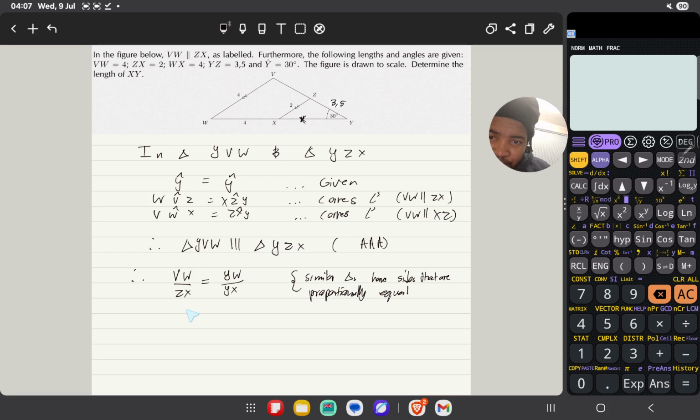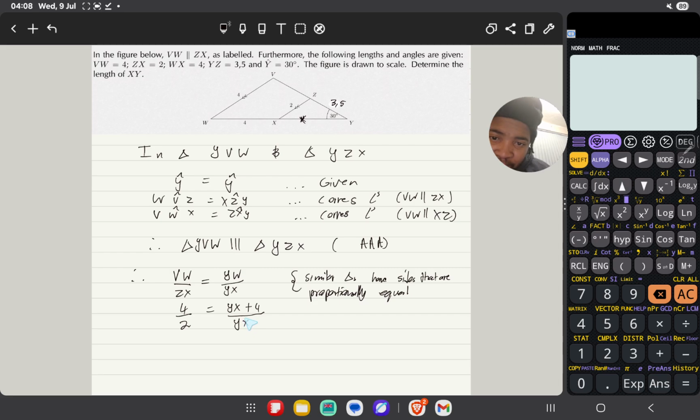So now let's substitute. VW is 4 over ZX, that is 2. YW is going to be YX plus 4, divided by YX.